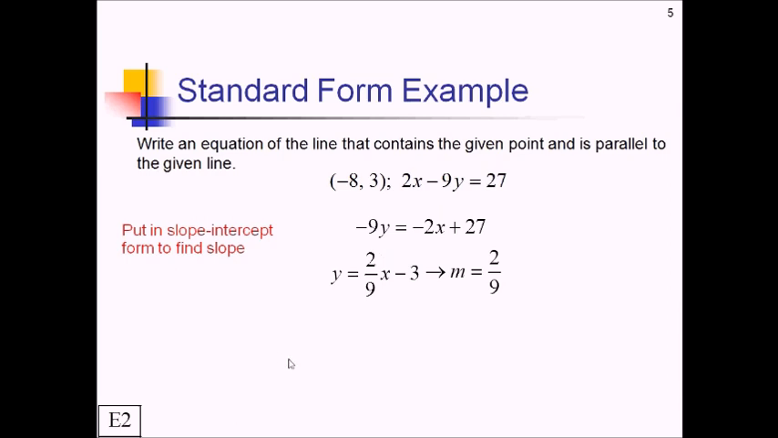And then point slope this thing again. So we're going to have y minus 3 equals 2/9 now, and then x plus 8. Note that we are not using the y-intercept for anything here.